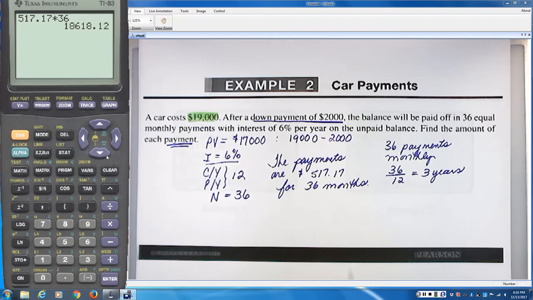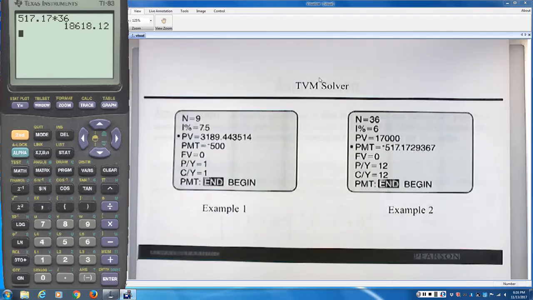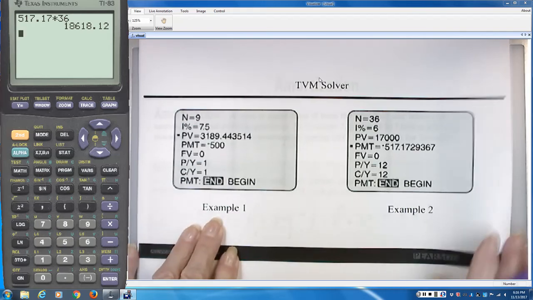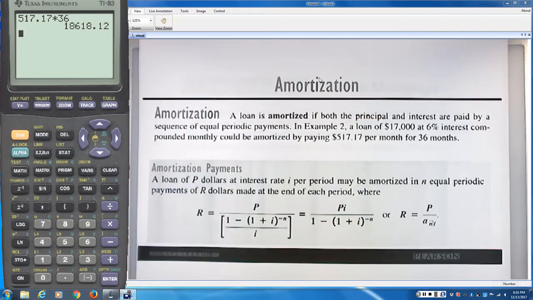Because the only time that this would actually be true would be when it's actually simple interest and the same amount was going to the principal and the interest every month. So this is how you do both of those problems on the TVM solver. And now we'll talk about a mortgage.